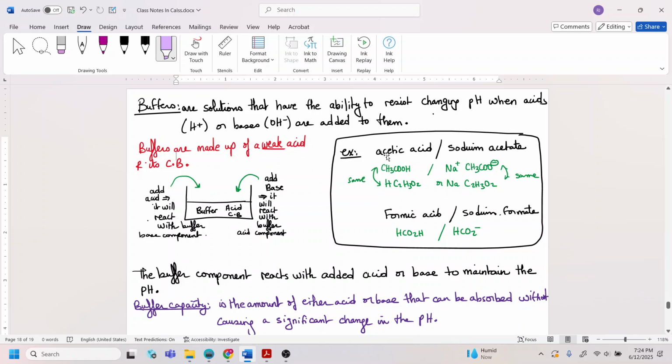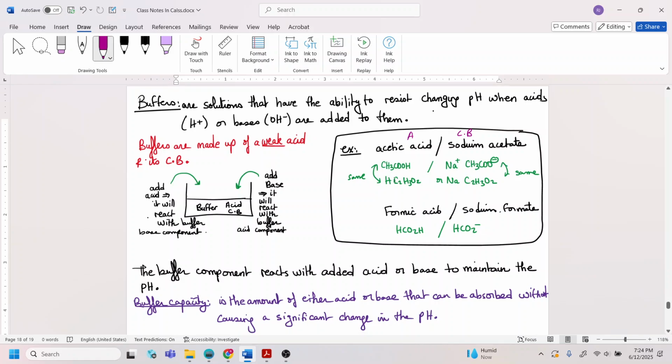What are examples of buffers? These are examples of buffers: acetic acid and sodium acetate. This is going to be the acid, and this is going to be its conjugate base. So this is considered to be one buffer solution. Acetic acid is this formula. Guys, you don't have to memorize. Sodium acetate is this formula. Whether we write it like this or like this, both are going to be sodium acetate. Both of these are going to be acetic acid.